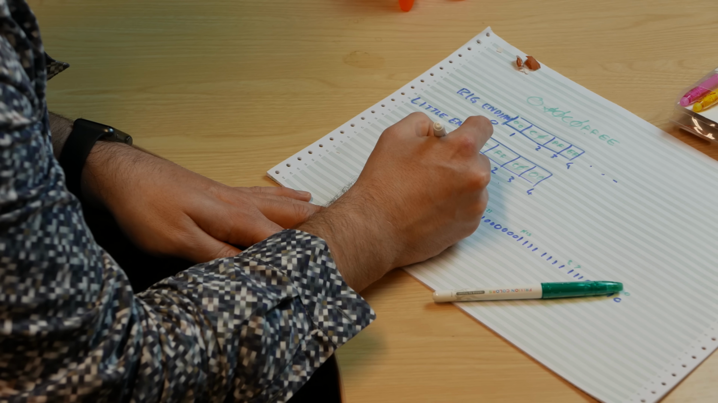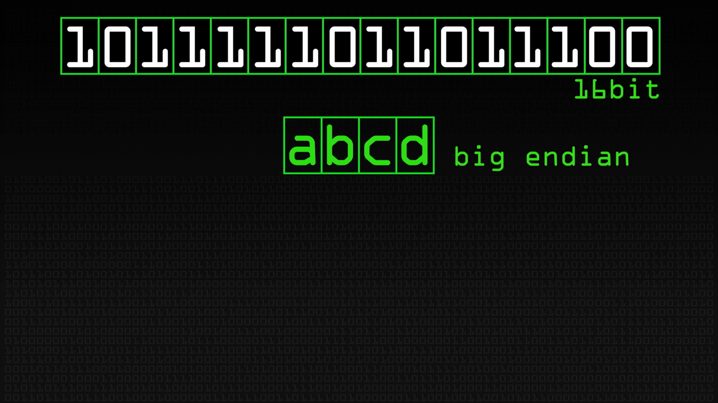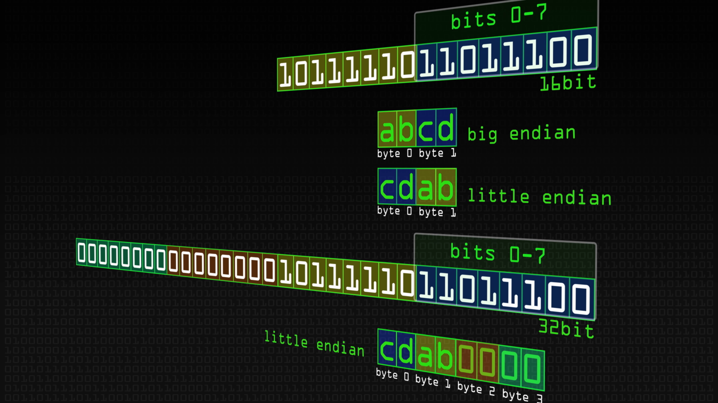And there is an advantage from that because when you're reading it and building the hardware, it doesn't matter whether you've got a 16-bit value or a 32-bit value. If we had a 16-bit value, let's have A, B, C, D, that would be Big-Endian. And you could also write that as CD, A, B, and then that would be little. If it's a Little-Endian system, the first byte always goes in bits 0 to 7.